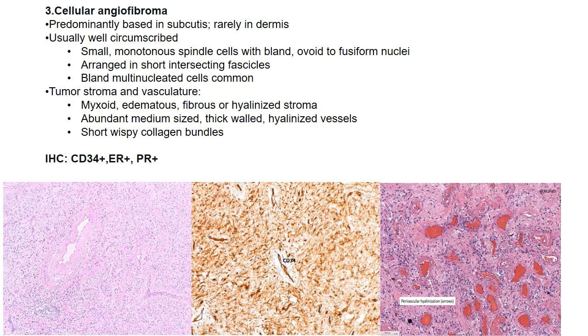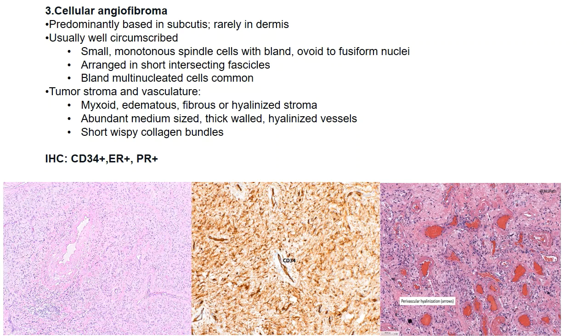The next entity which comes into differential diagnosis is the cellular angiofibroma. These tumors are usually located in the subcutaneous areas and very rarely in the dermis. They are also well circumscribed and contain small monotonous spindle cells with bland fusiform nuclei. They are arranged in short fascicles, and bland multinucleated cells are quite common. The stroma is usually myxoid, edematous, fibrous, or even hyalinized, and there are abundant medium-sized thick-walled hyalinized blood vessels interspersed with short wispy collagen bundles.